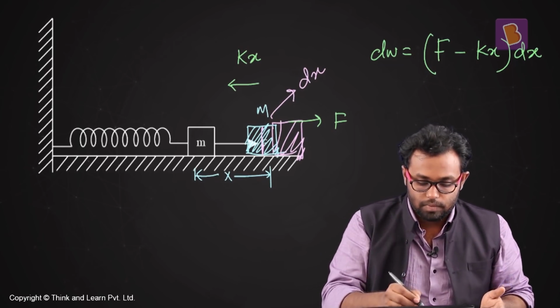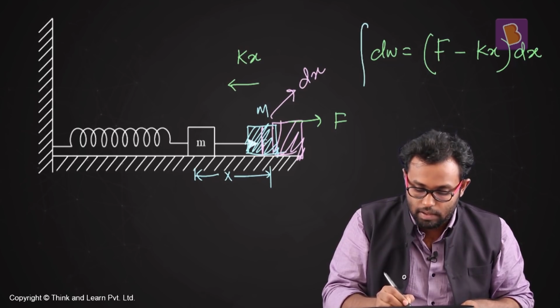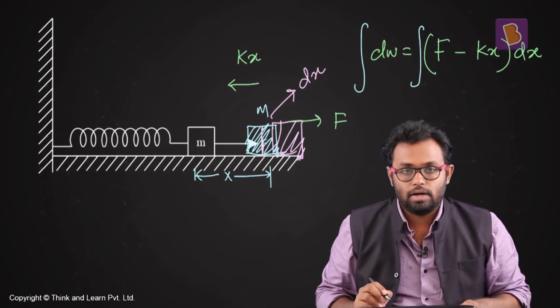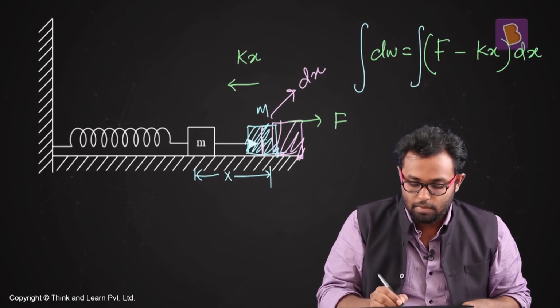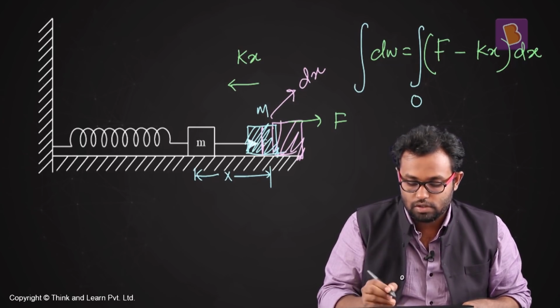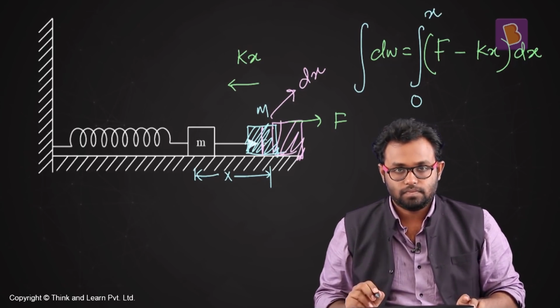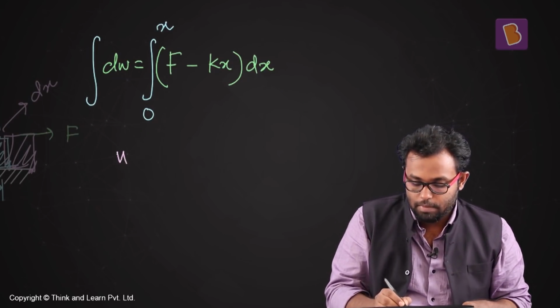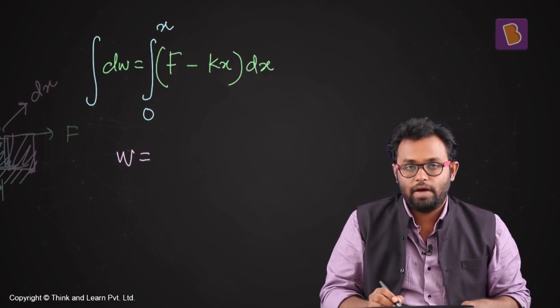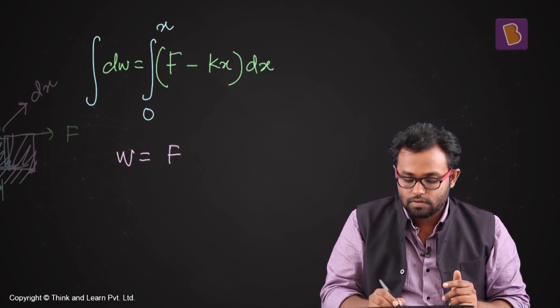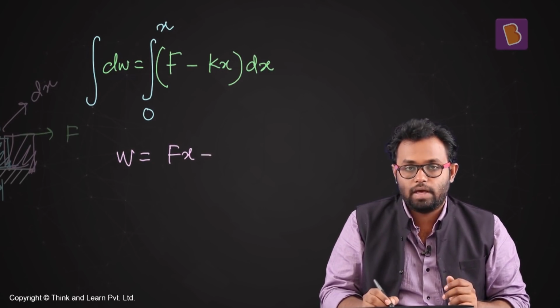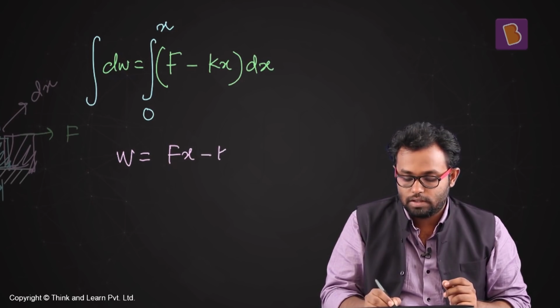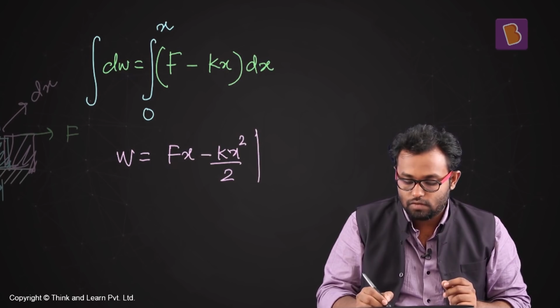Now for that, what I have to do is integrate this thing on both the sides, and the limit of integration will be x varying from initial 0 to some x. Cool. Now what will that become? So W is equal to the integration of F dx, which would be Fx, minus the integration of kx, where k is a constant; the integration of x is x square by 2. And this thing runs from 0 to x.